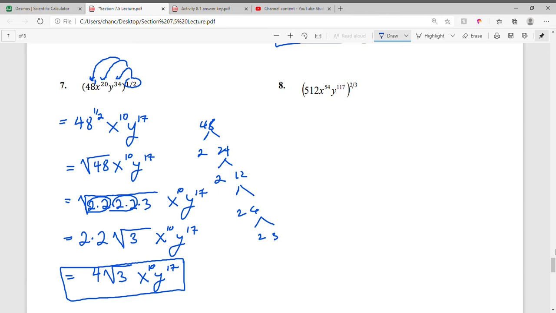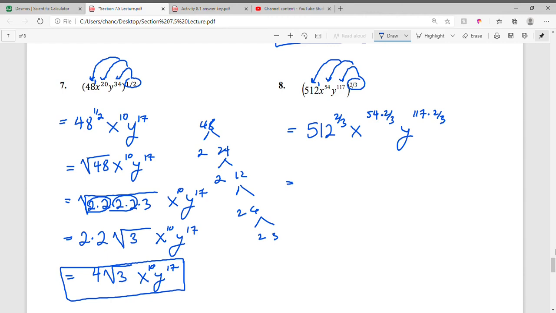For question 8, you can try it with the same technique we did in question 7. We'll take that 2/3 and we'll multiply it to each and every one of these exponents. So this is 512 raised to the 2/3. Again, there's an invisible exponent of 1. This is x to the 54 times 2/3, and this is y to the 117 times 2/3. So we're using the same strategy we did in the previous question.